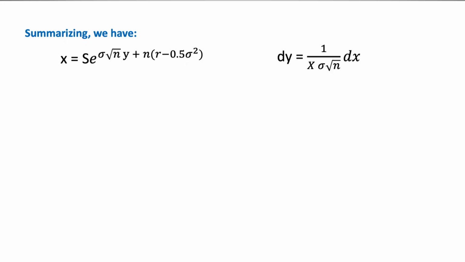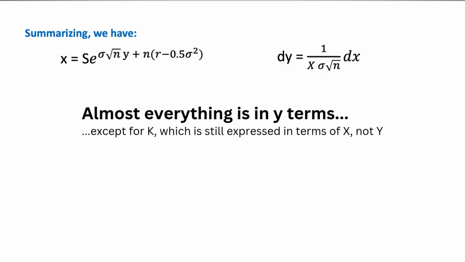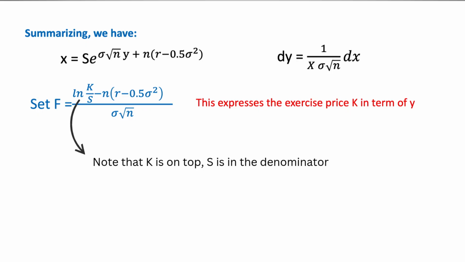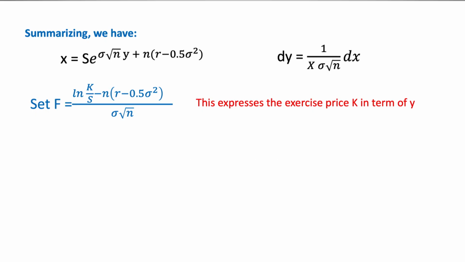Now, finally, almost everything is transformed from x to y, except the exercise price k as the starting point of the integration in terms of y. This means we need to transform k into something consistent in y terms. And we do that by computing for what we call f, which is now the starting point of integration in y, analogous to what k was for the variable x. So we set f equal to this ln of k over s minus n times the open and close parenthesis r minus 1/2 variance, all over standard deviation times square root of n.